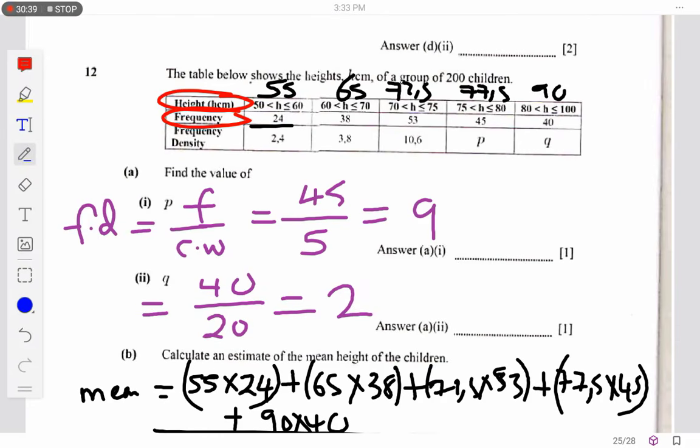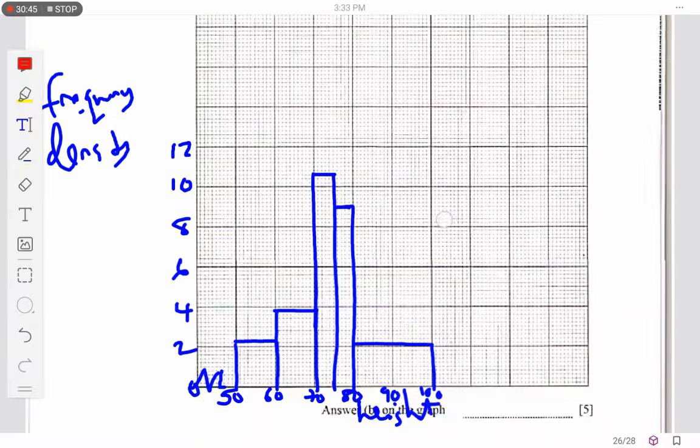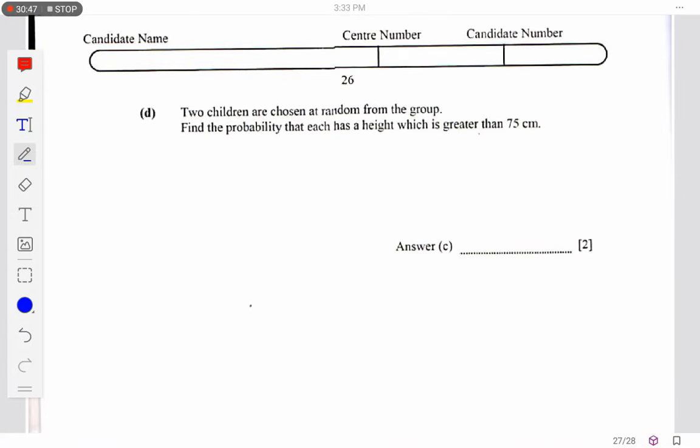75 centimeters. Okay, so it's going to be 45 plus 40 there. What it means when we do this is we are saying 45 plus 40. Those are the children that are 75 centimeters and above. So you find out the total is 85, out of the total number of students, that's 200.